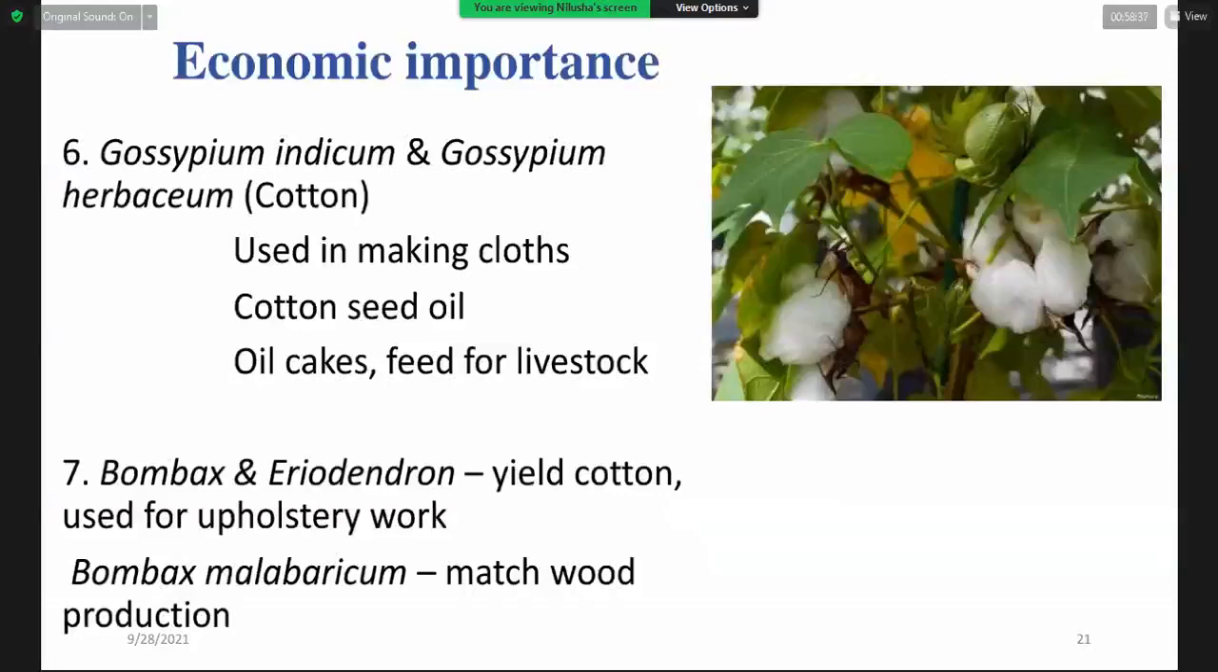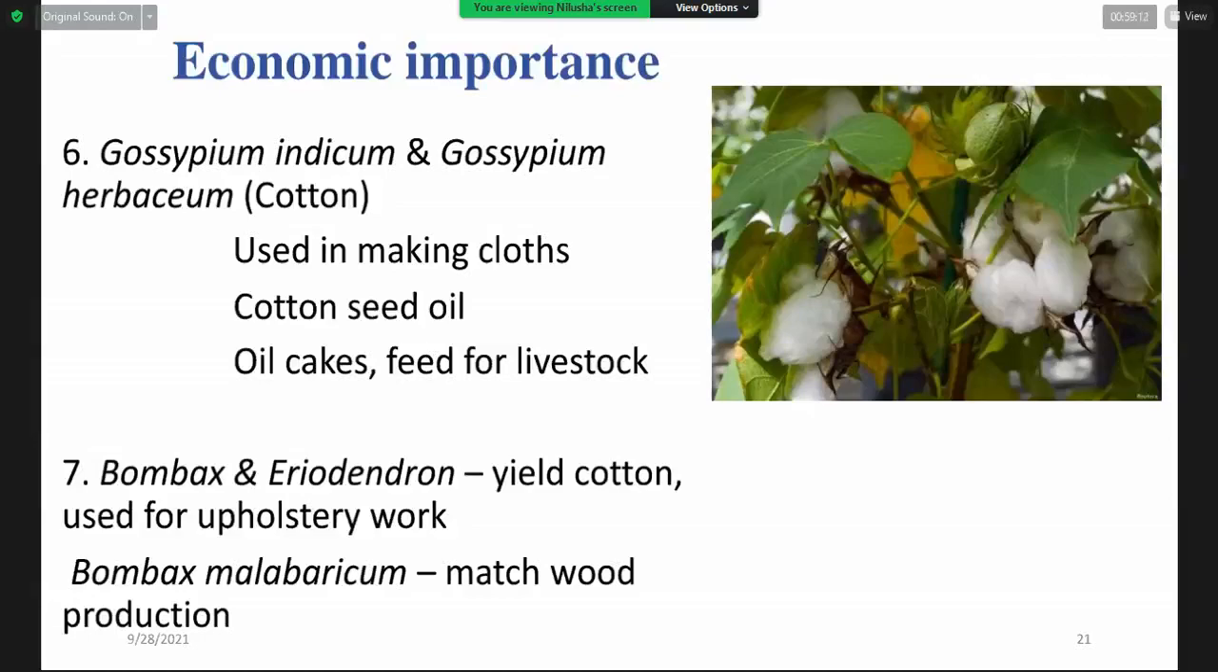Next one is cotton, that means Gossypium indicum and Gossypium herbaceum. Cotton is used for making cloth, and the cotton seed is used for production of oil, cottonseed oil, and oil cake for feed stock. For that we use the cotton plant, Gossypium indicum and Gossypium herbaceum.